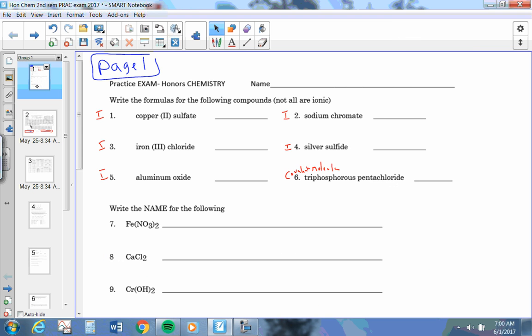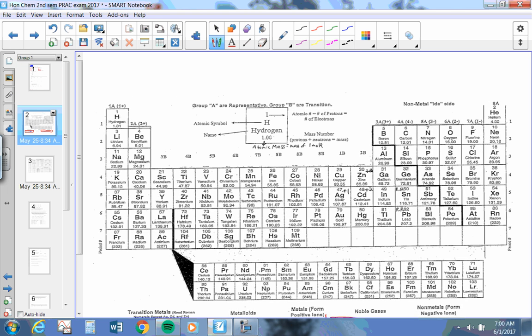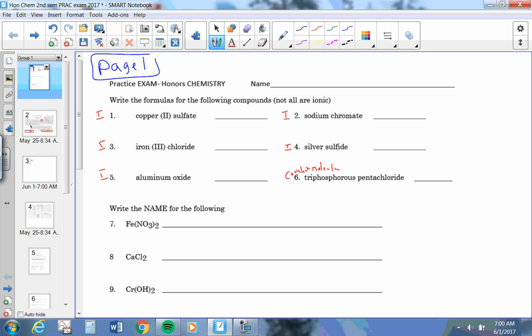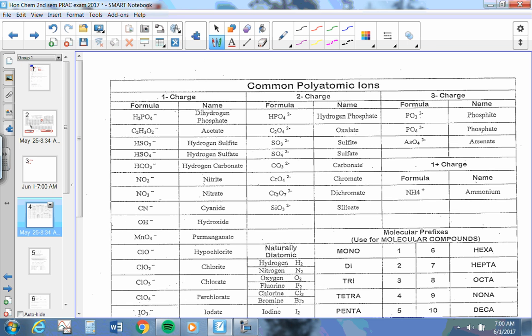So, back to this one, copper 2 sulfate. I'd have to find copper, find its charge. It's not going to tell me copper's charge, but they did with the Roman numeral 2. Copper has a +2 charge. Then I have to find sulfate. It's not on the front, it's on the nonmetal ide side.